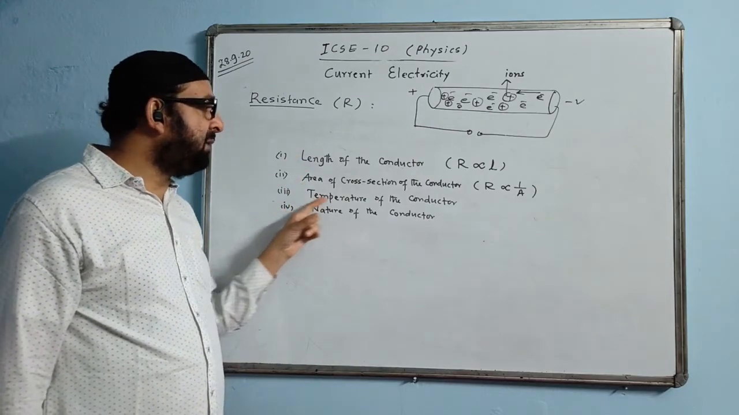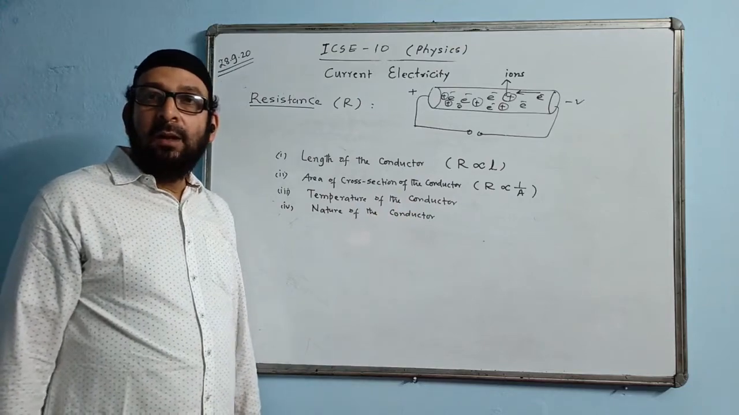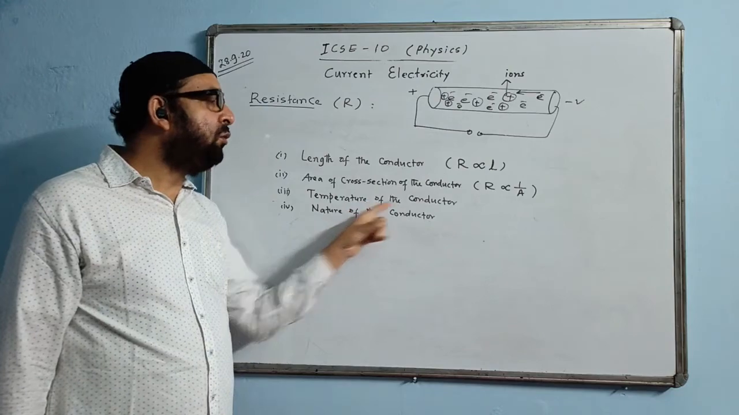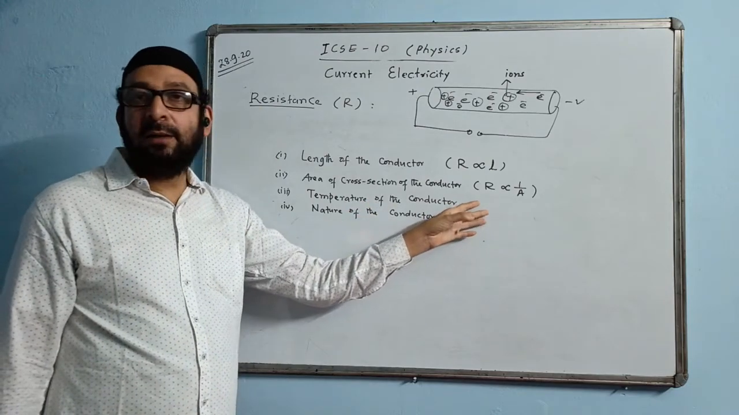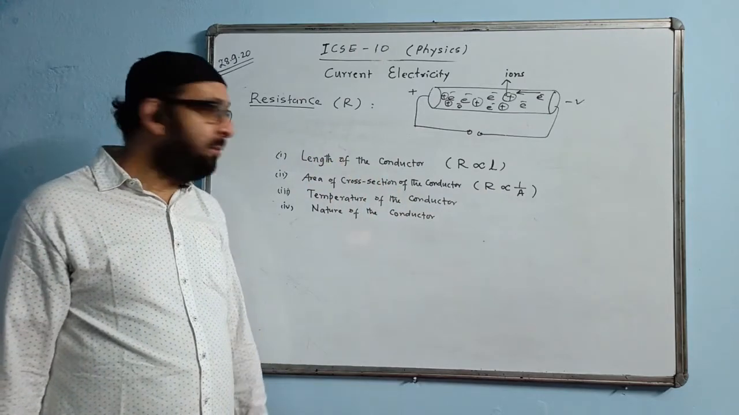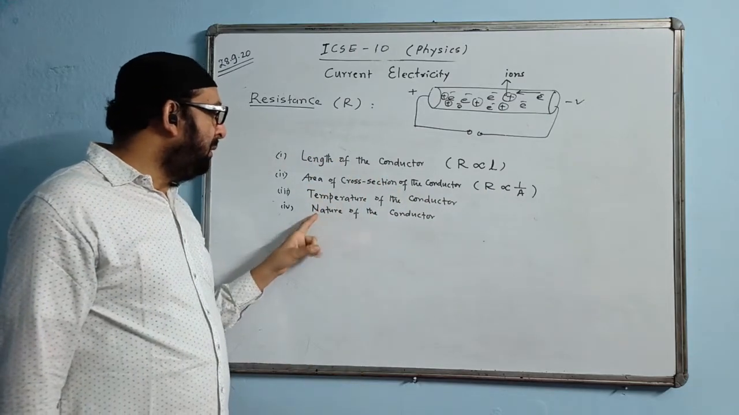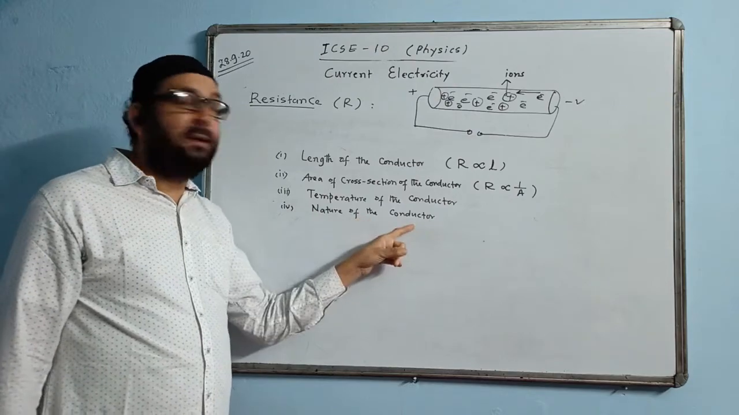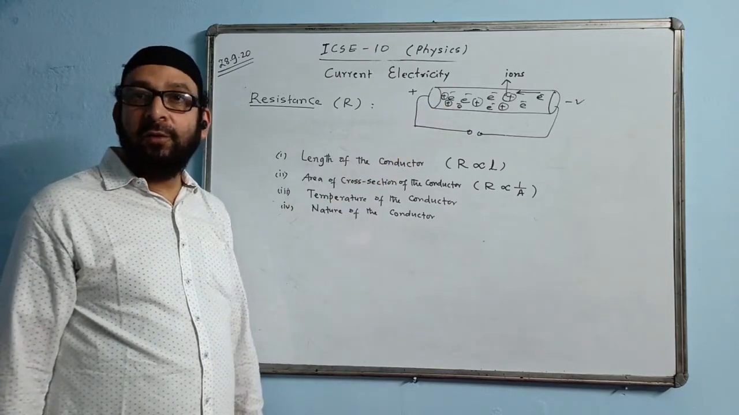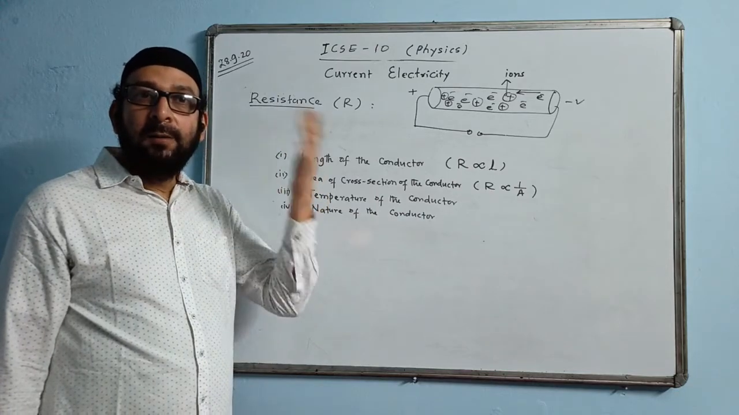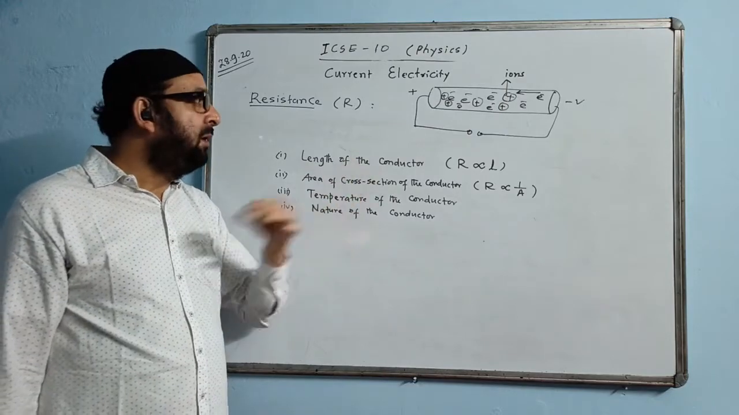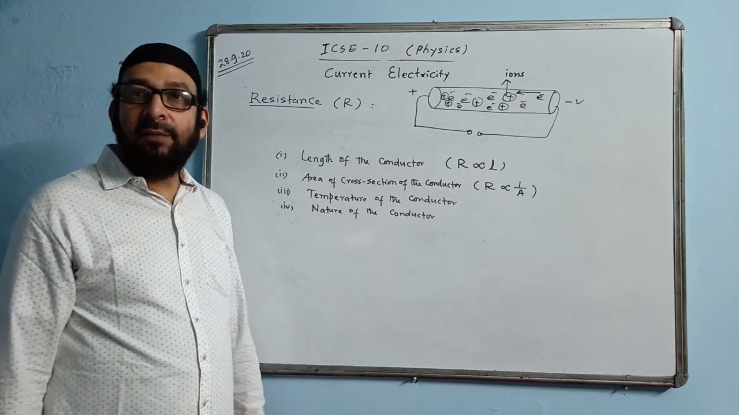Now the third factor is the temperature of the conductor. How does resistance depend on the temperature of the conductor? About that, there is no surety. That's why I cannot write directly proportional, I cannot write inversely proportional. There are different cases, so about that I will discuss later. Now the fourth factor is the nature of the conductor. It depends upon the nature of the conductor, the type of conductors we have for flowing current. Some are good conductors, some are better conductors, some are best conductors, some are poor conductors. These are the different categories of conductors we have.